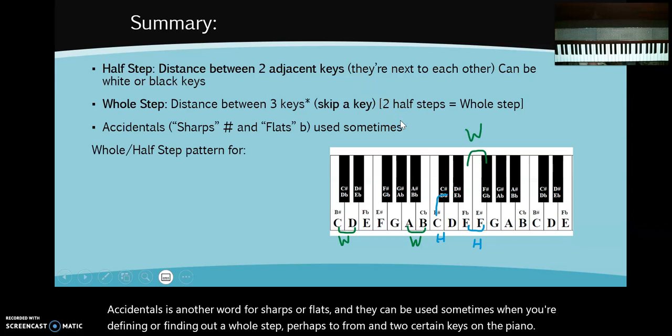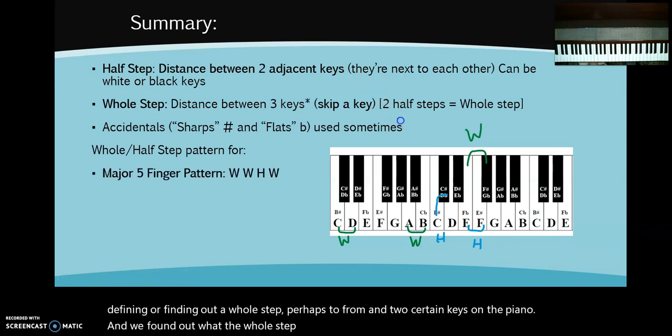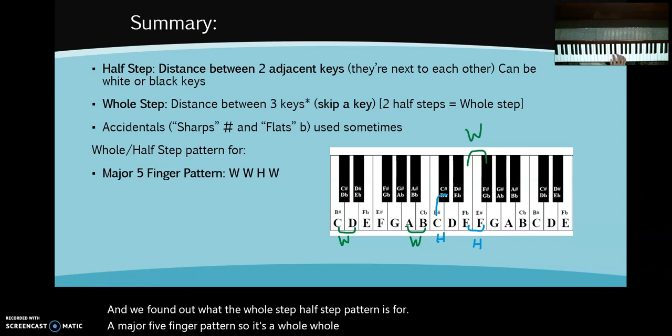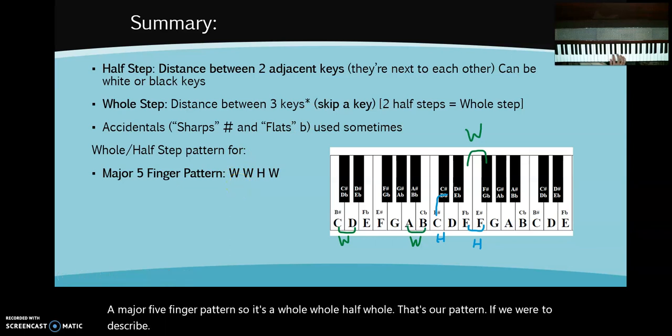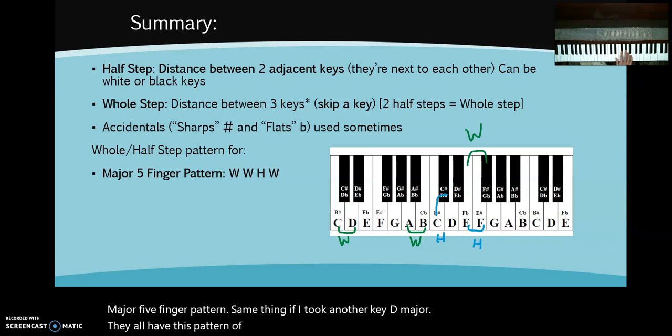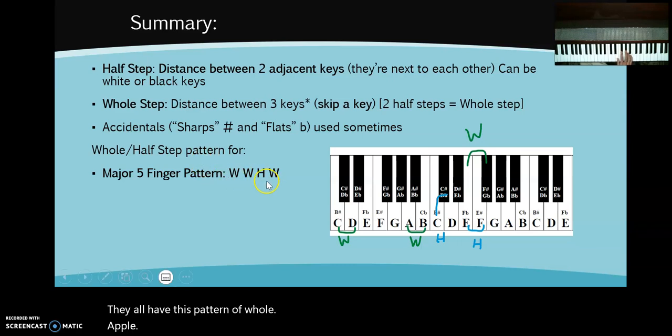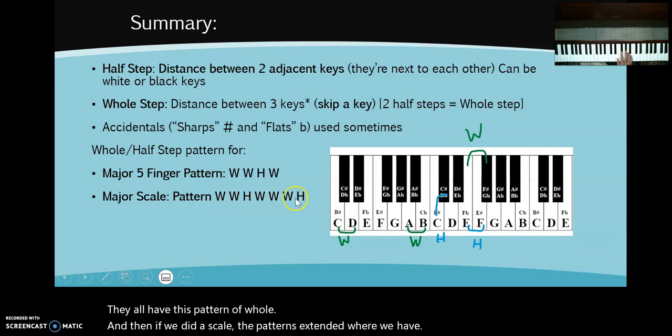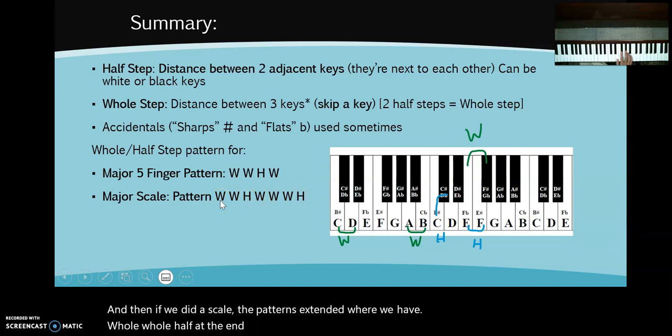And we found out what the whole step and half step pattern is for a major 5-finger pattern. So it's a whole, whole, half, whole. That's our pattern. If we were to describe a major 5-finger pattern. Same thing if I took another key, D major. They all have this pattern of whole, whole, half, whole. And then if we did a scale, the pattern's extended where we have whole, whole, half at the end. So major scale pattern.